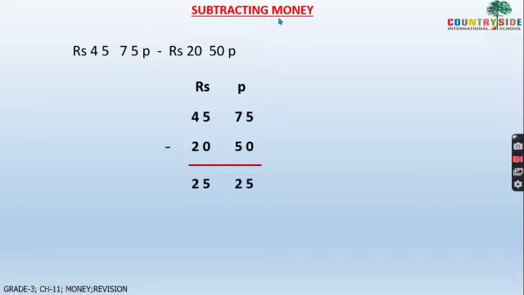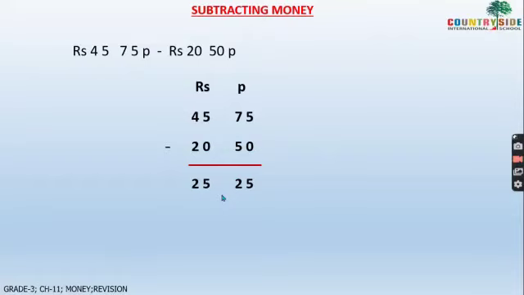Then next is subtracting money. Okay. So here the question is rupee 45 75 paise minus rupee 20 50 paise. So again you have to subtract. So 5 minus 0 is 5, then 7 minus 5 is 2, then 5 minus 0 is 5, and 4 minus 2 is 2. So your answer is 25 rupees 25 paise.